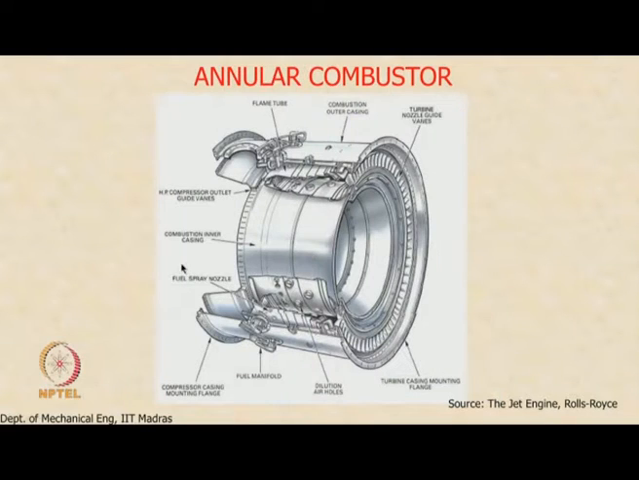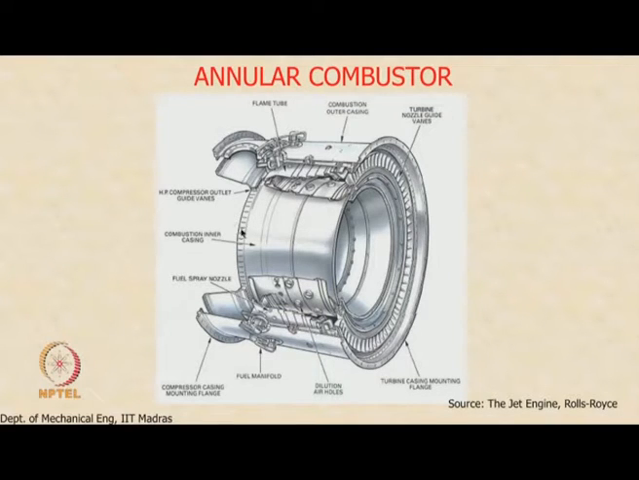Now, the next one is the annular combustor. Here you can see this side connects to the compressor, this side connects to the turbine, and you see the passage for the shaft, you see the inner casing, you see the outer casing, and then you see the liner. Here is the liner and the flame tube. This goes in the entire circumference. Combustion takes place across this annular space.